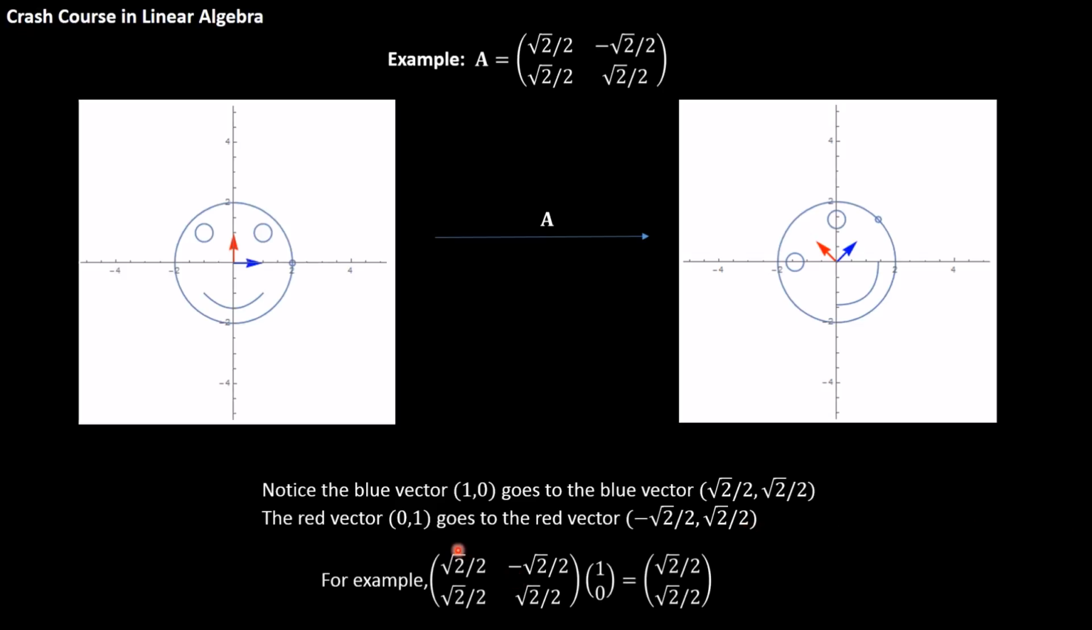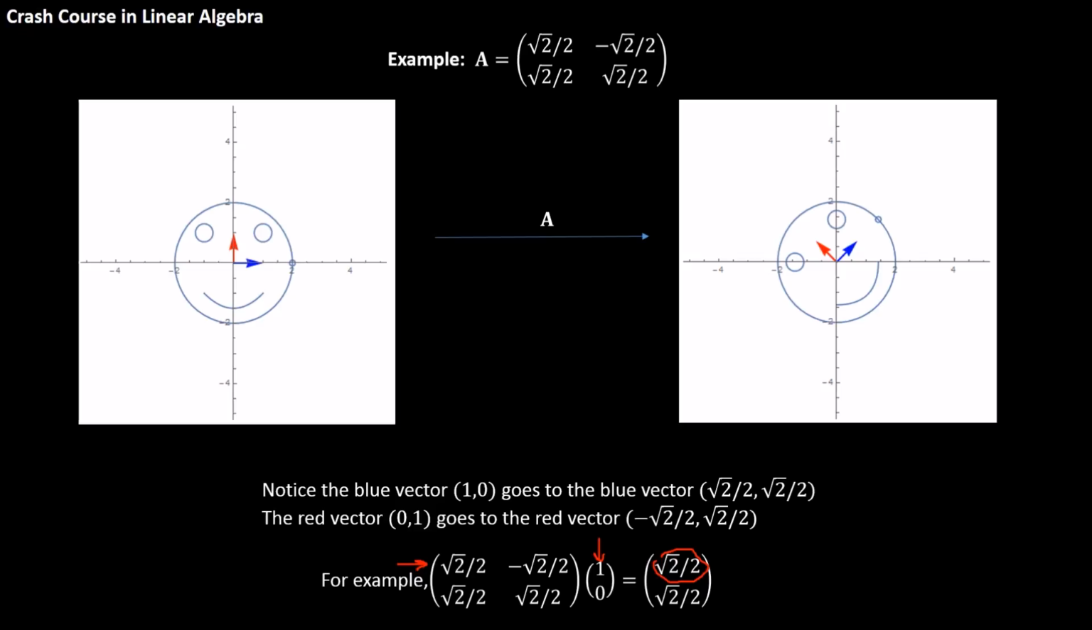Here's how that works as a matrix multiplication. If you take the matrix A and multiply it by the blue vector 1, 0, that's this guy here, to get the first component, you go across and down. Let me actually mark that for you. So you go across and down, and that gives you this number here, because it's root 2 over 2 times 1 plus negative root 2 over 2 times 0. So you're left with this.